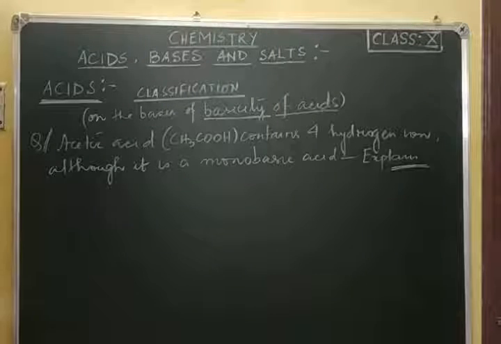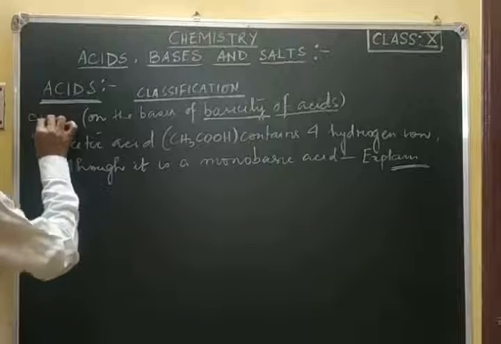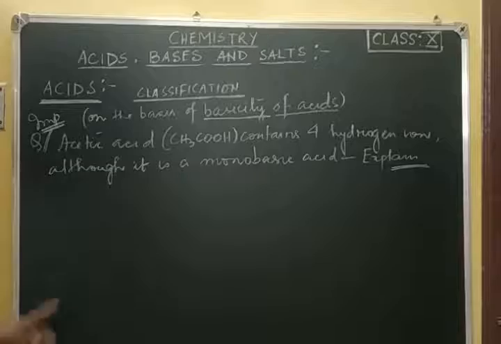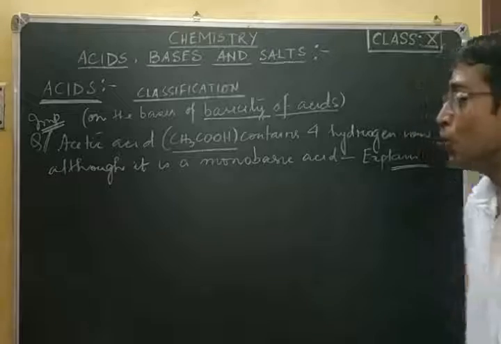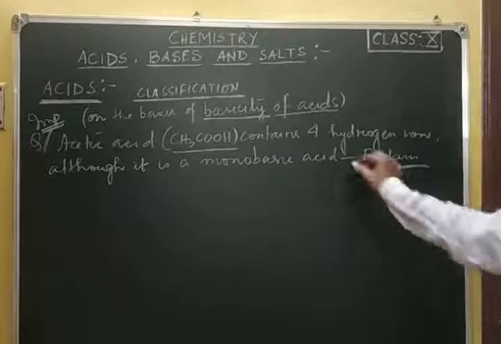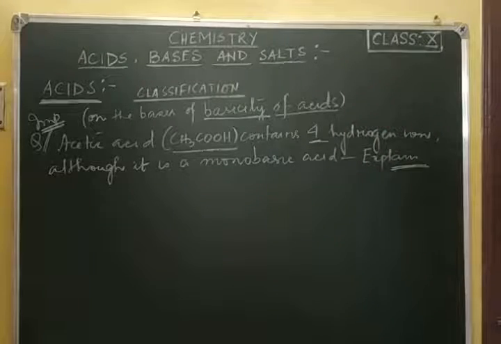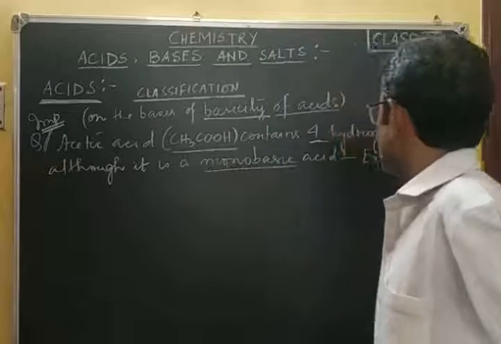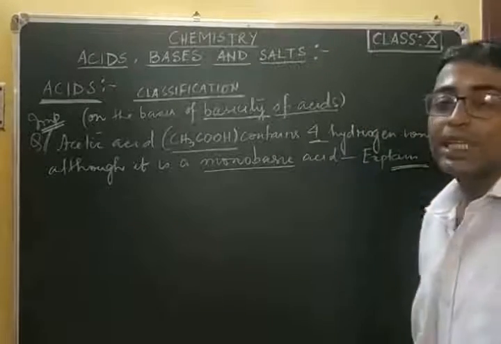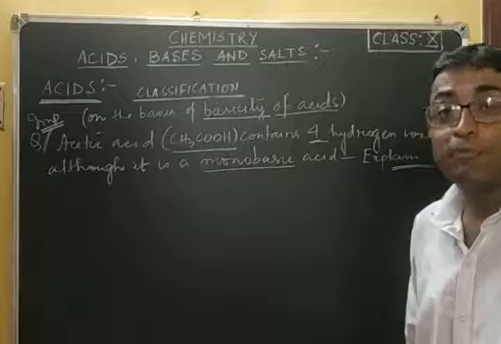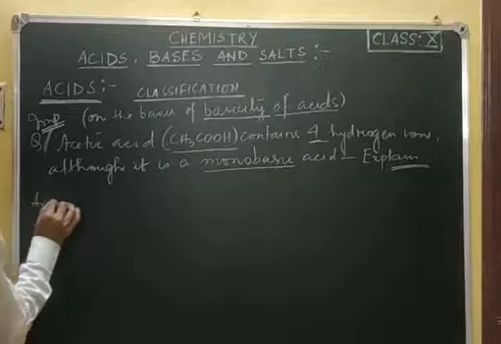Now one related question regarding the basicity of an acid. This is a very frequently asked question in ICSE. See here, acetic acid. You all know the formula of acetic acid is CH3COOH. It contains 4 hydrogen atoms, 3 hydrogen and 1. But although it is a monobasic acid, explain. This is a 2-mark question, remember. And remember, the basicity of an acid is the number of replaceable hydrogen ions. So you should answer it like this.